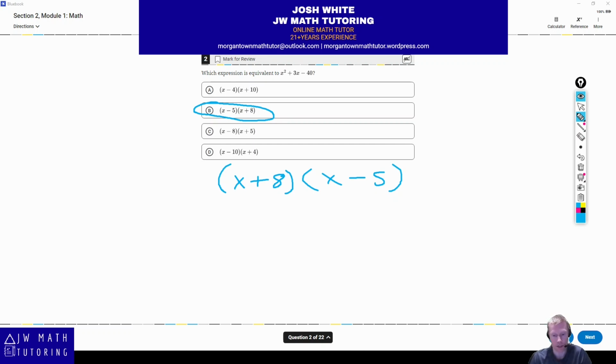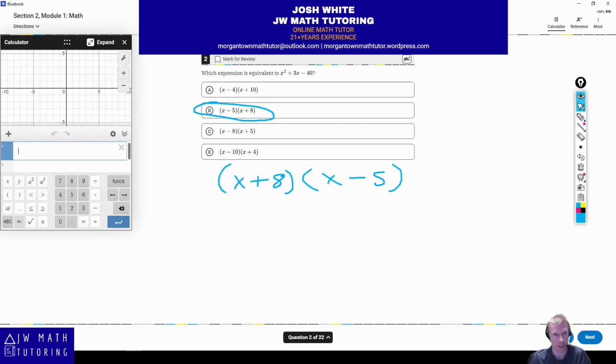Now, just real quick too, to show you something in Desmos, a third way that you could do this is we could bring up the calculator over here, okay, and we could just type in the original expression.